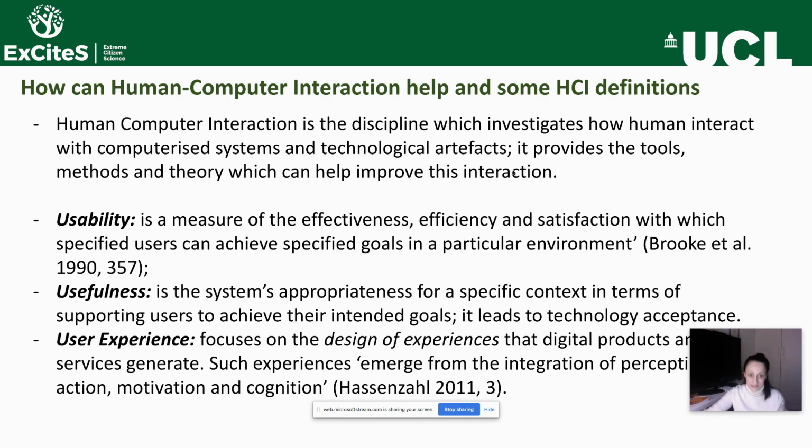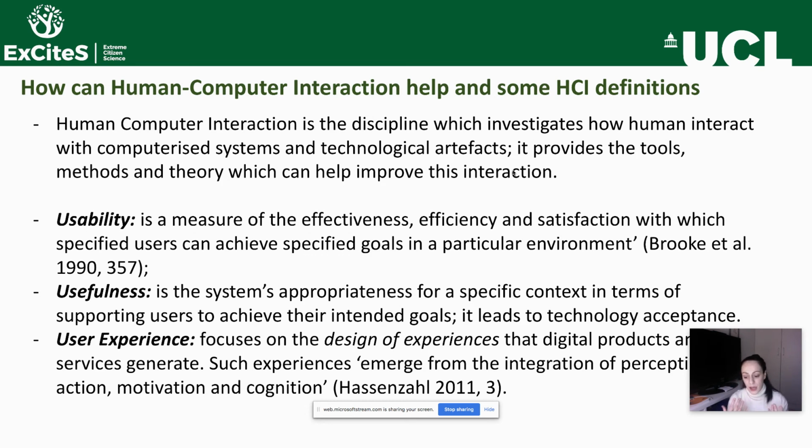So, having just mentioned human-computer interaction and some key terms in the previous slide, let's look at those more closely and provide some definitions. Human-computer interaction is the discipline which investigates how humans interact with computerized systems and technological artifacts, and it provides the tools, methods, and theory which can help improve this interaction.